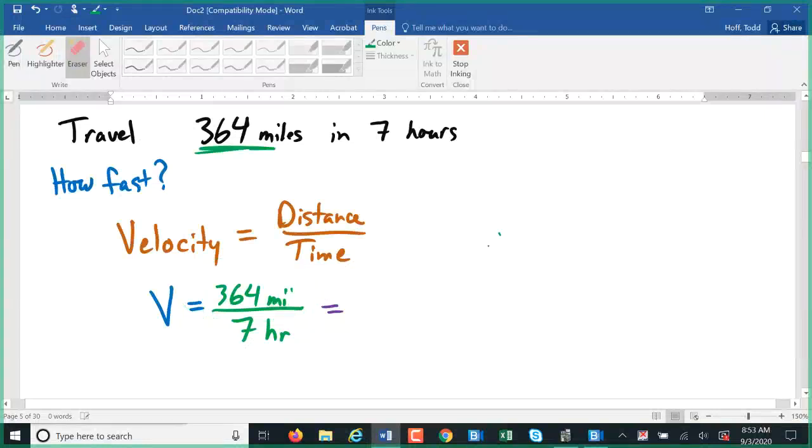I was not trying to give us 50.571428 or anything like that. I was trying to keep it to an even number. So it should have been 364. I just wrote it down wrong. So 364 divided by 7 is 52. But remember, we also have to combine the names. Miles divided by hours is just miles per hour.